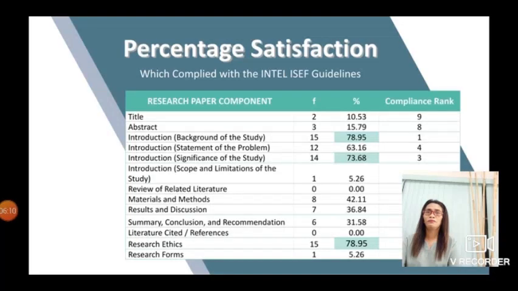For our results, Table 1 shows that 78.95% of the submitted SIPs complied with INTEL ISEF guidelines in writing the background of the study and research ethics. This is followed by significance of the study, 73.68%, statement of the problem, 63.16%, and materials and methods, 42.11%.